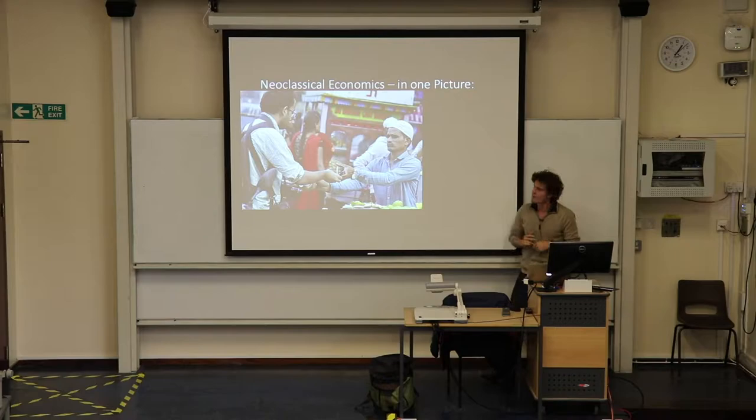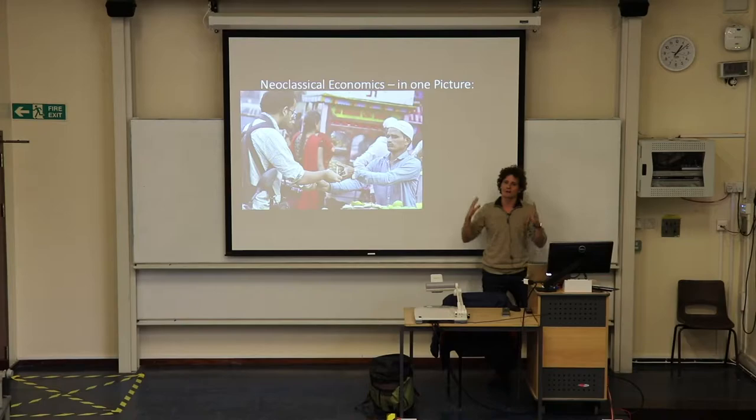Two merchants transacting. They probably don't know each other. They'll never see each other again. They've never seen each other before. The guy on the left, probably buying a lemon or a banana, whatever that is, possibly bargaining with this merchant. They decide on a price and they exchange. That is essentially the paradigm of neoclassical economic processes.